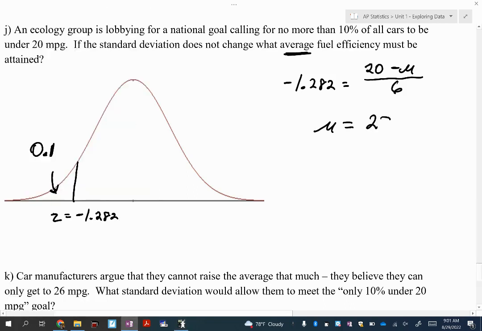If I make that mu positive, I get 27.689. So you can see that we're asking car manufacturers to make their cars over 3 miles per gallon more, almost 4, over 3.5 miles per gallon more fuel efficient on average with this lobby.